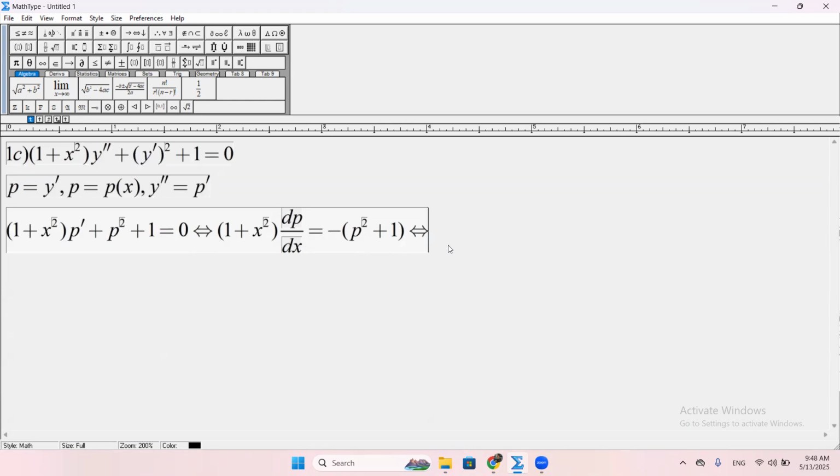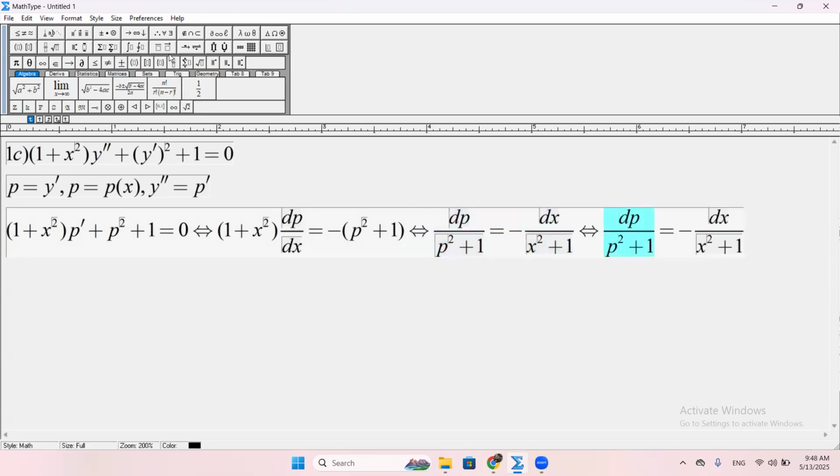Now everything is correct, so we can separate variables and see what we will actually receive. So dp over p square plus 1 equals minus dx over x square plus 1. And now we will integrate both parts.